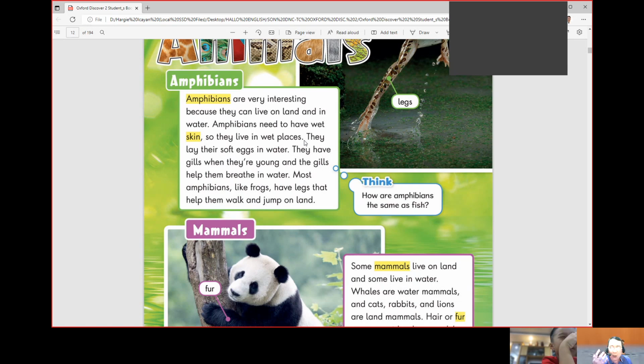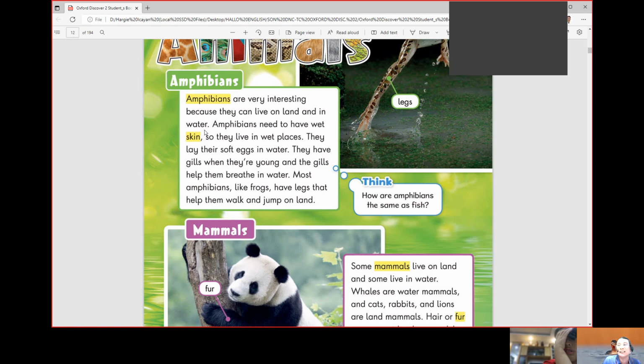Okay, next. When we say amphibians, they are very interesting animals. Why, son? Because they can live on land and in water. Amphibians need to have wet skin, so they live in wet places. They lay their eggs in the water too. They have gills when they're young, and the gills help them breathe in water.